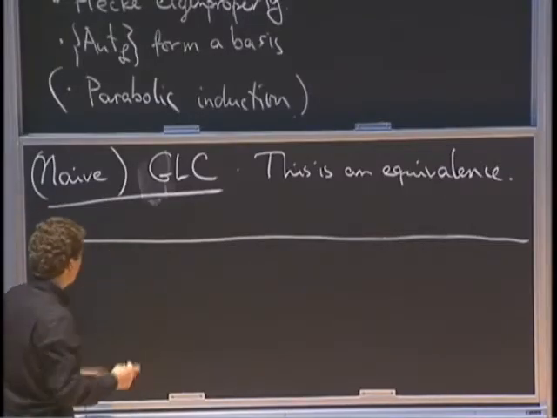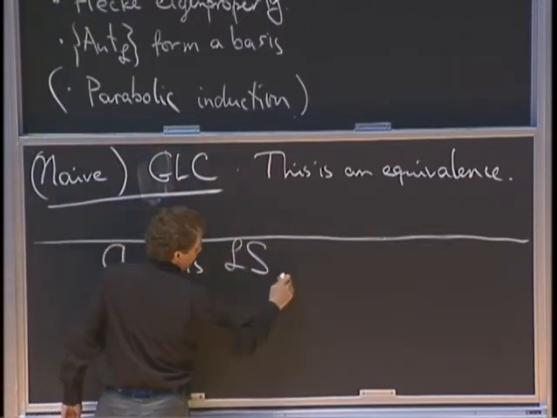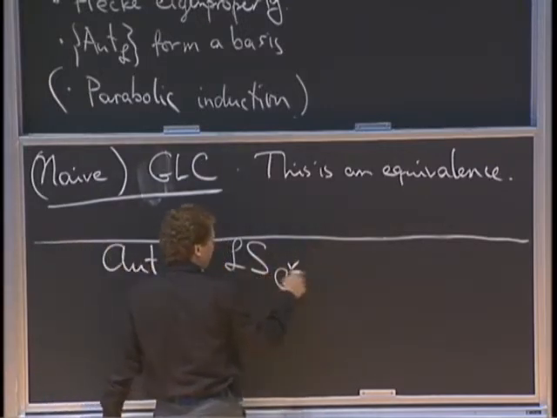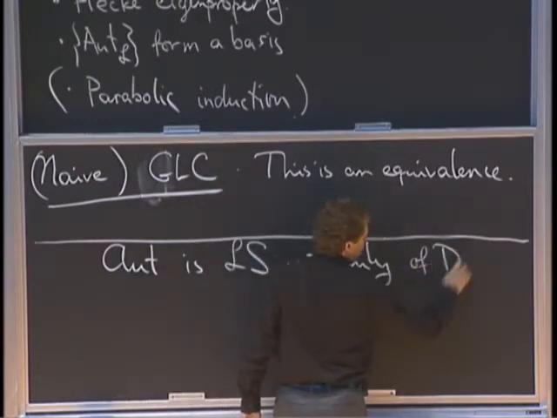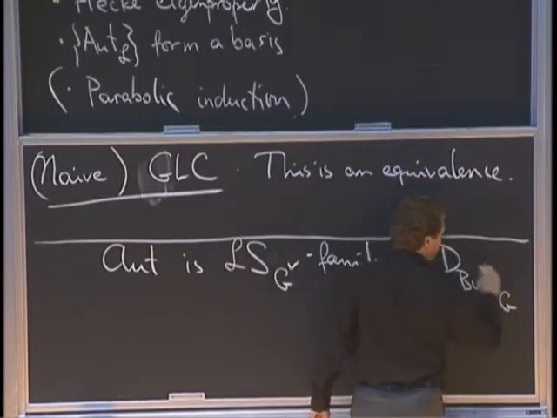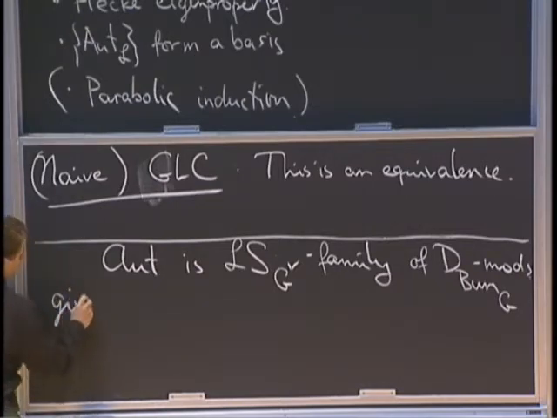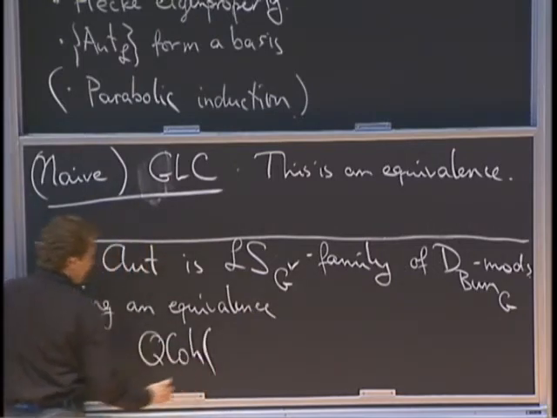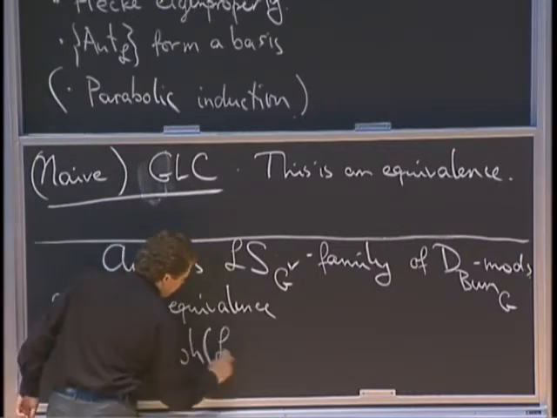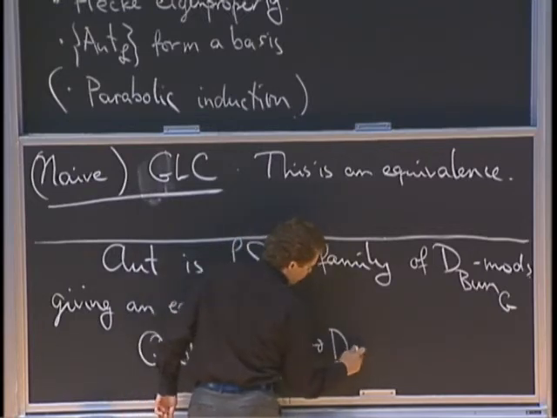So now, let me just fill it in here. Now Aut is supposed to be, but of course everything is conjectural, parameterized by these local systems, so this is a family parameterized by local systems of D-modules on G-bundles. And the conjecture is that we can construct such a family with nice properties, and roughly speaking, that it gives an equivalence between the two sides. I'm drawing the arrow from the Galois side to the automorphic side, but since it's an equivalence, you can go either way.